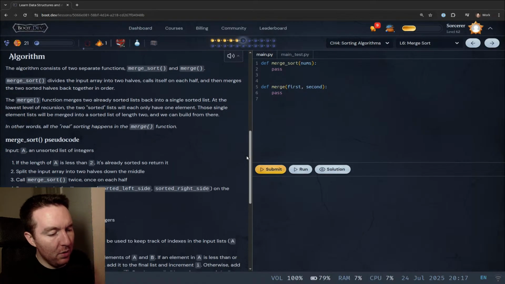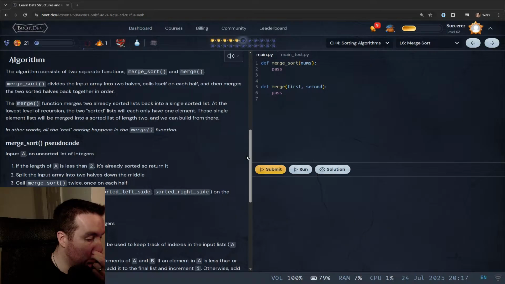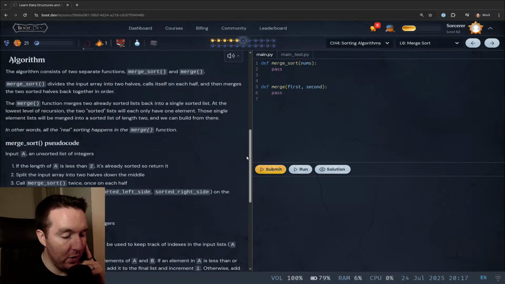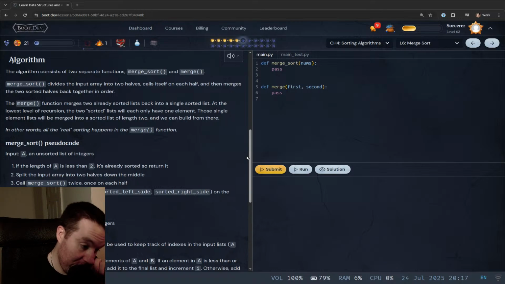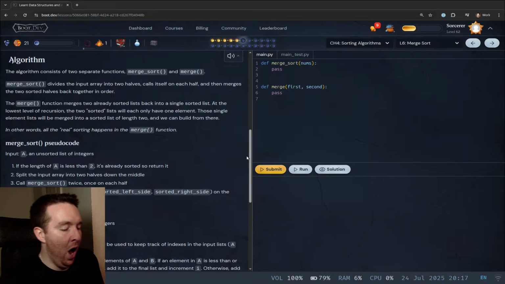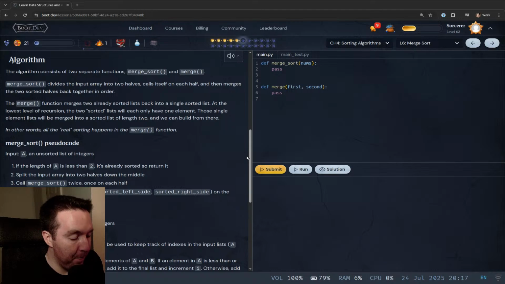So the algorithm consists of two separate functions, merge sort and merge. Merge sort divides the input array into two halves, calls itself on each half, and then merges the two sorted halves back together in order. The merge function merges two already sorted lists back into a single sorted list. At the lowest level of recursion, the two sorted lists will each only have one element. Those single element lists will be merged into a sorted list of length 2, and we can build from there. In other words, all the real sorting happens in the merge function.